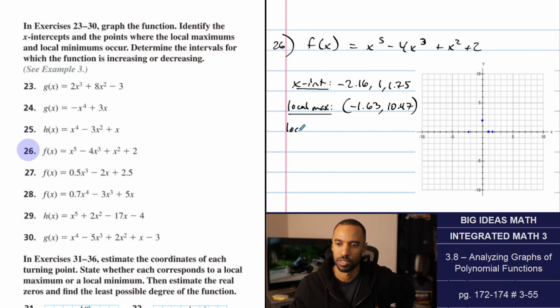Okay. Anyway, so I don't know if this was the same number or not, but it has a local max at negative 1.63, comma 10.47, which I guess fits in our window range, right? 10 is the top of our graph stuff, so there's that. The local min between 0 and 3. How about that? How about 0 and 2? And this bottom guy, 1.46 and negative 1.68. All right, 1.46.